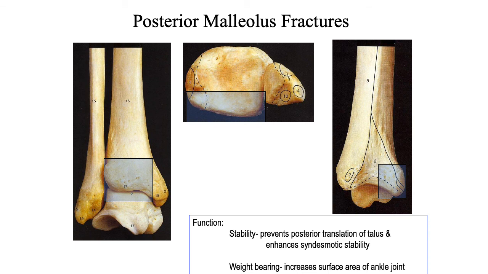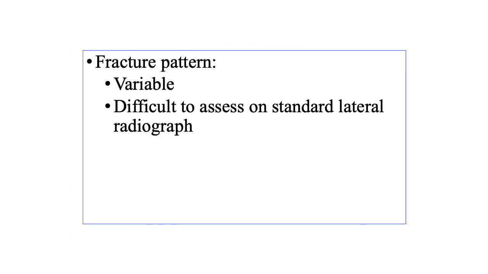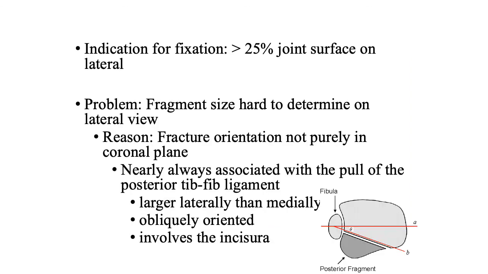The posterior malleolar fracture. The posterior malleolus is very important for ankle stability, as it is attached to the posterior inferior tibiofibular ligament. The fracture pattern is usually variable, which makes it difficult to assess using the standard lateral radiograph. So you have to do a CT scan to measure the actual size of the posterior malleolus. Generally speaking, if it is above 25% of the joint surface, you have to fix it.